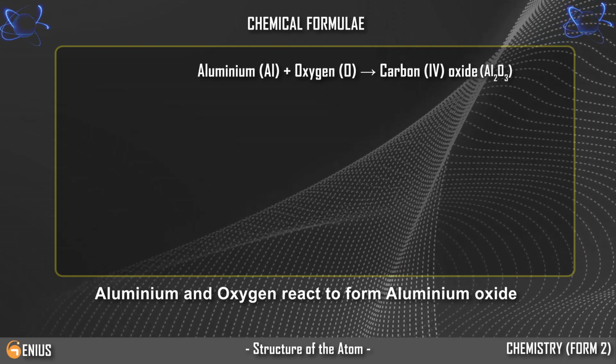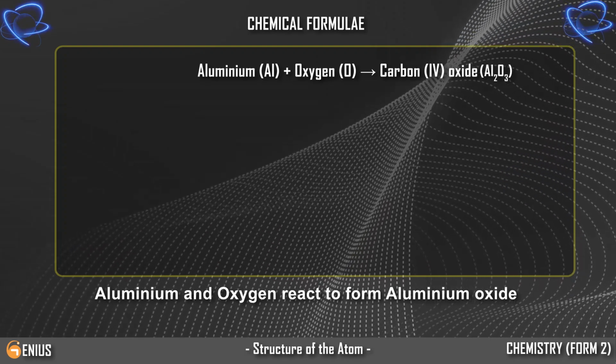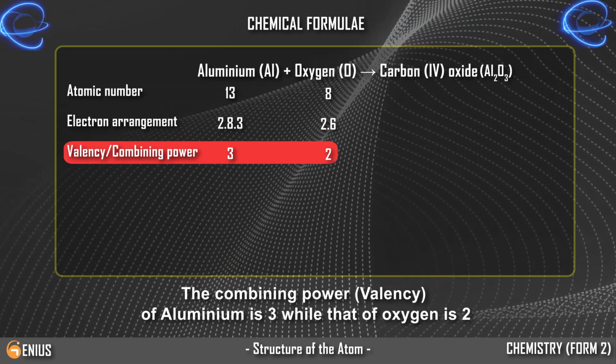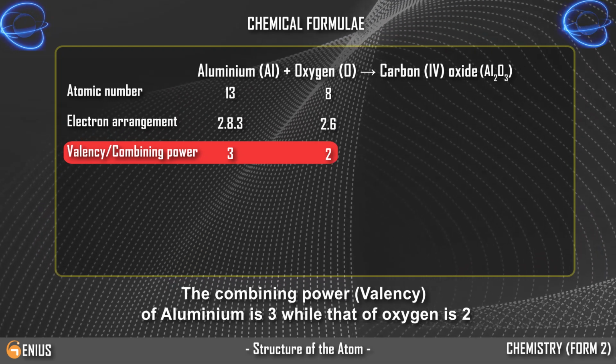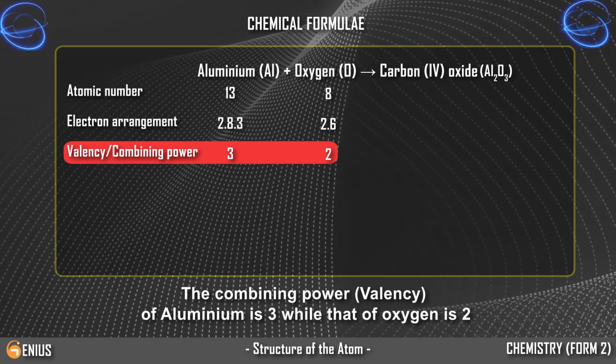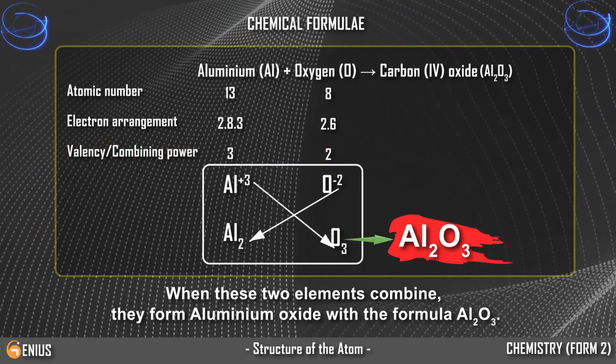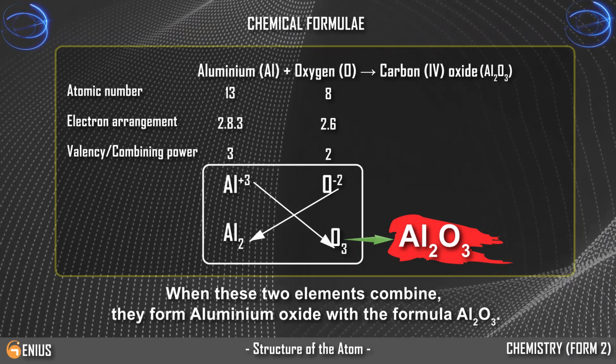Aluminium and oxygen react to form aluminium oxide. The combining power, valency, of aluminium is 3 while that of oxygen is 2. When these two elements combine, they form aluminium oxide, with the formula Al2O3.